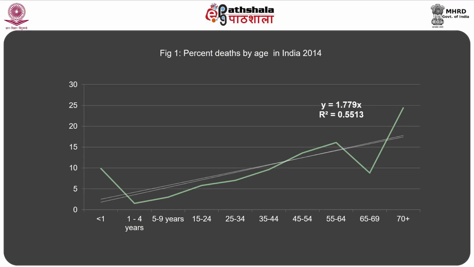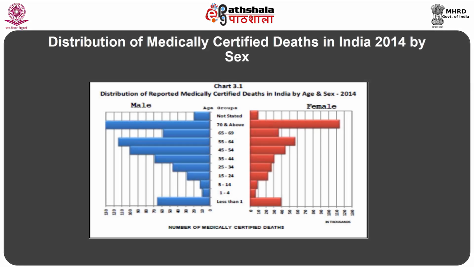There is a dip in age-specific deaths in the age group 65 to 69 years, and it may be due to error in age reporting. It has been smoothed using linear regression starting from origin, which shows y equals 1.779x with r square equals 0.551. Distribution of medically certified deaths in India 2014 by sex. From the above chart, it is evident that at old age and infancy, mortality is higher, and male mortality is higher than female in the age groups 60 to 69 and 70 plus.